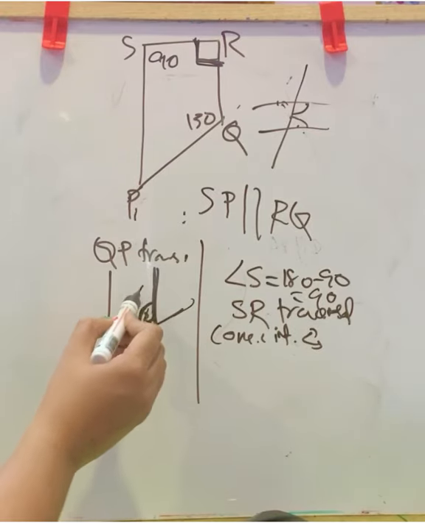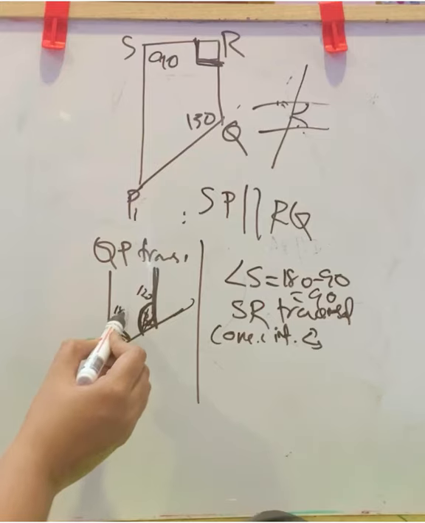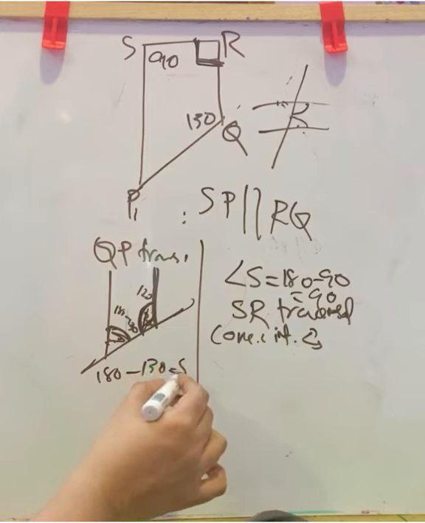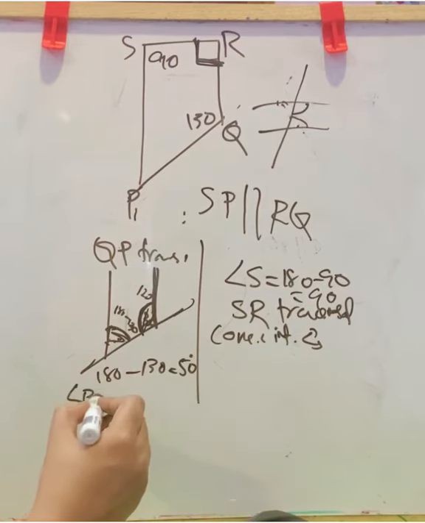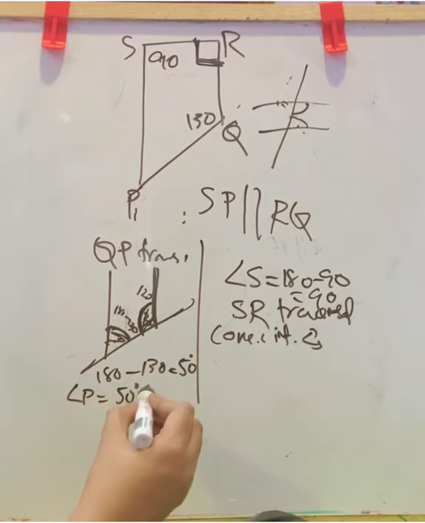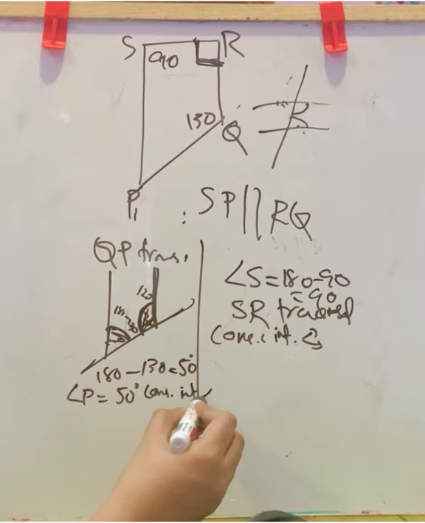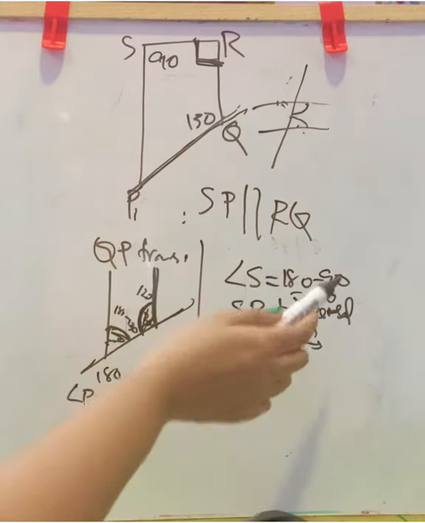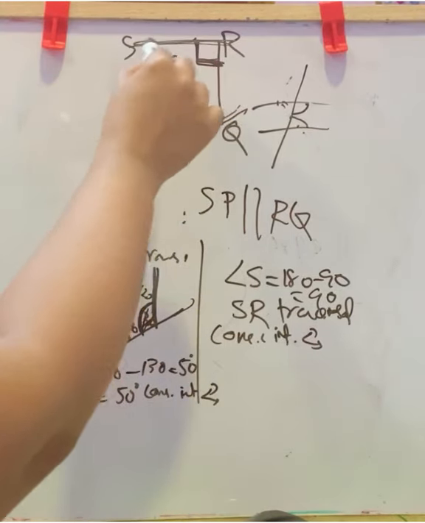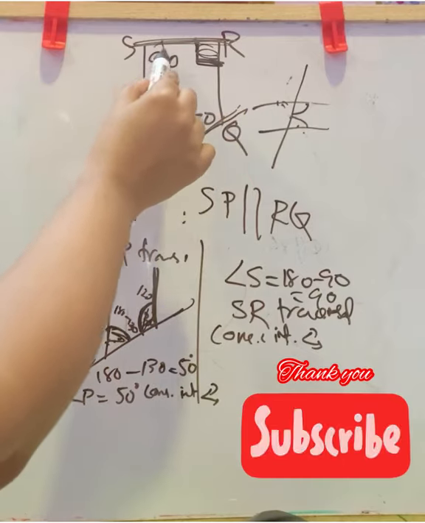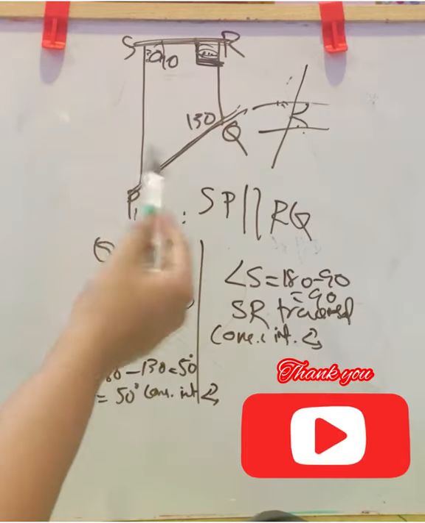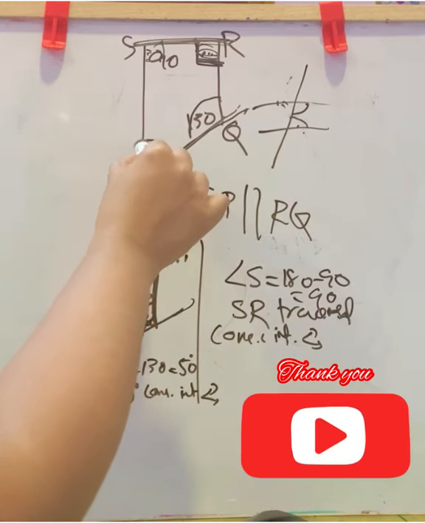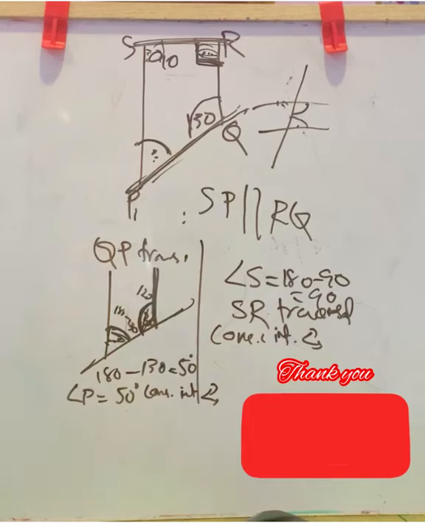So, if this is 130, this can be 180 minus 130. 180 minus 130 is 50. So, angle P equal to 50 degree. Reason is consecutive interior angles. We consider the transversal QP for this. For this, we consider the transversal SR. So, if this is 90, this will be 90 because their sum is 180. Now, next, consider this PQ. If this is 130, this will be 50 because it is 180 minus 130. That's all.